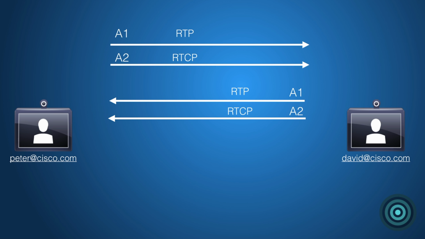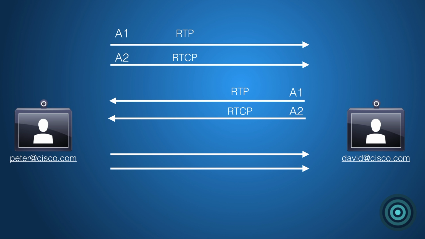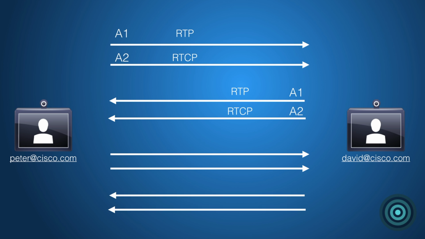Okay, so what about a video call? For video, we have to open an additional two ports in each direction. Video one and video two going from Peter to David, and video one and video two in the other direction from David to Peter. And again, video one is RTP, so it's carrying the video media stream, and video two is for RTCP.